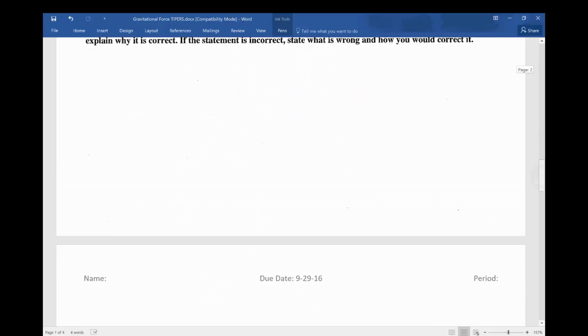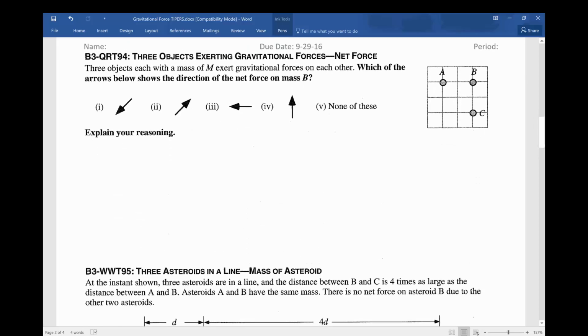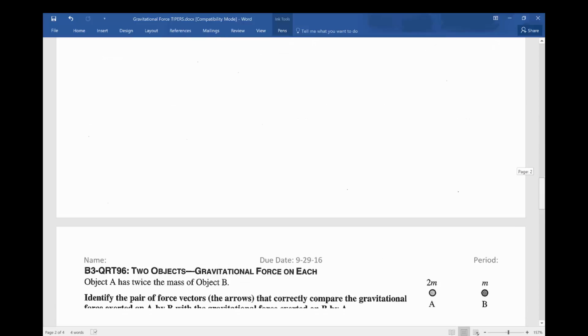So we're going to skip around to another type of problem. Let's look at problem 94 here. It says that three objects, each with a mass of m, exert gravitational forces on each other. Which of the following arrows below shows the direction of the net force on mass B? So we're looking for the net force arrow on a specific mass, and that mass is mass B. So we're going to focus our attention.